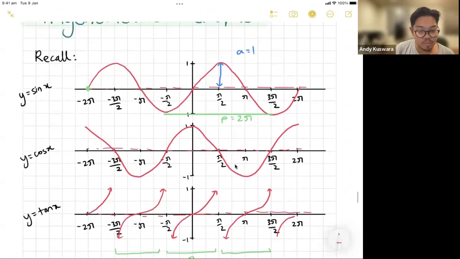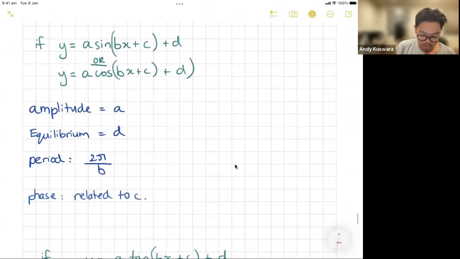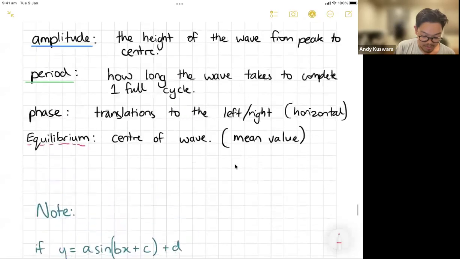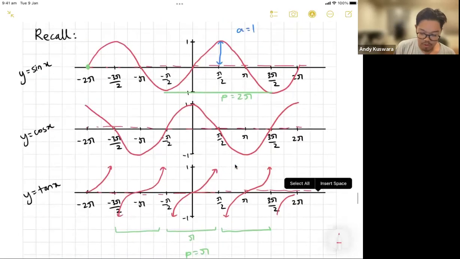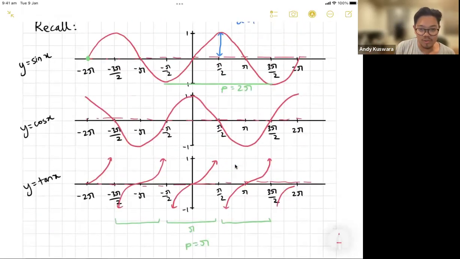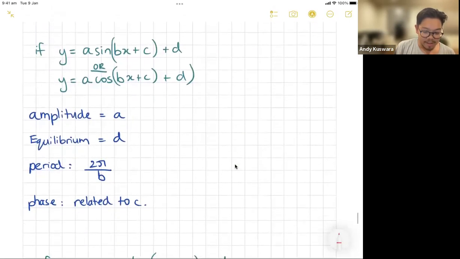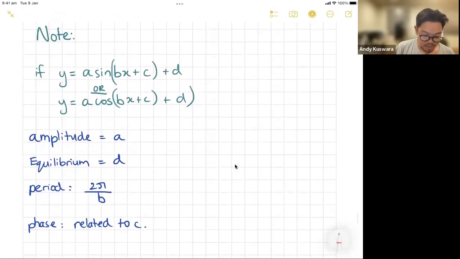Now, these are your most basic ones: y equals sine x, y equals cos x, y equals tan x. But we're just going to transform these, and it's not going to be light. I'll show you what we're going to transform. We're just going to transform these graphs, dilate them, shift them left, right, up, down, translate them. That's the idea. Now, a couple things to note here.